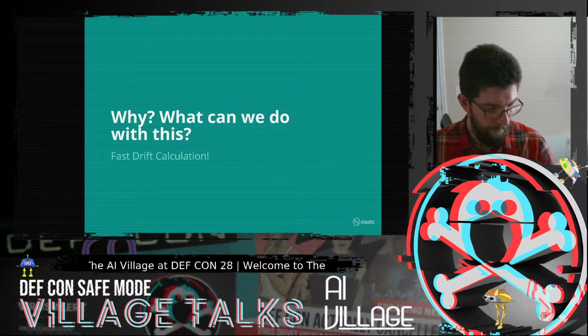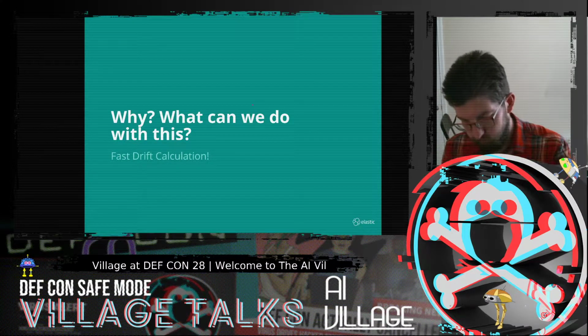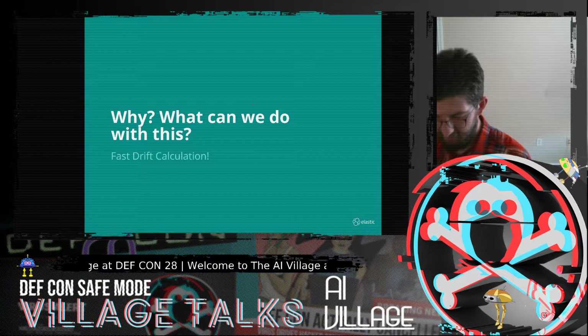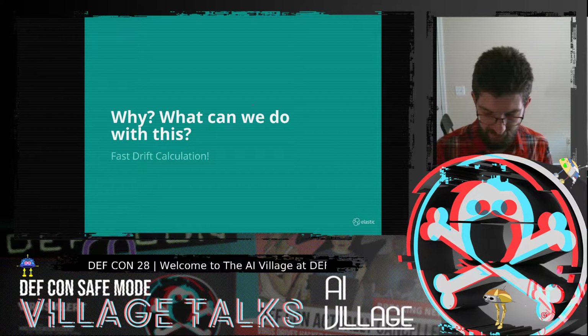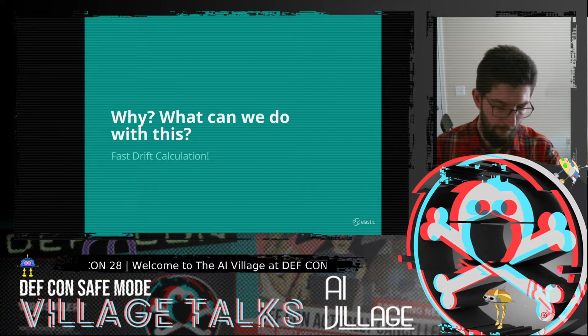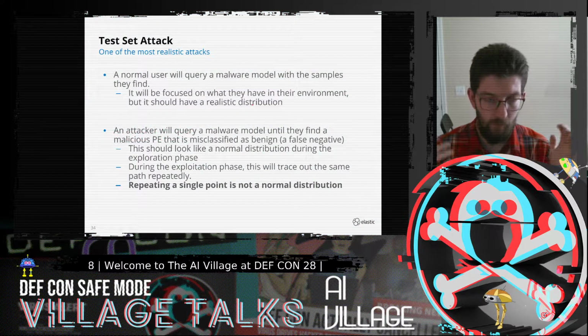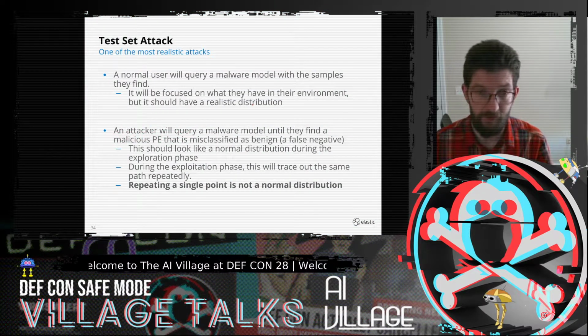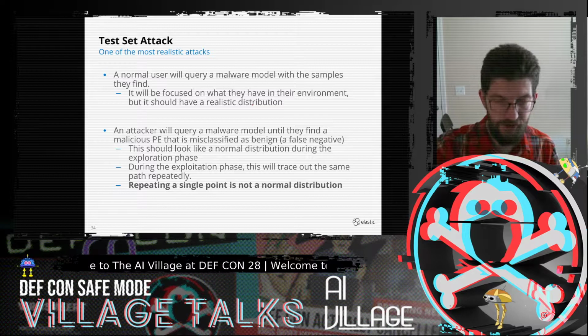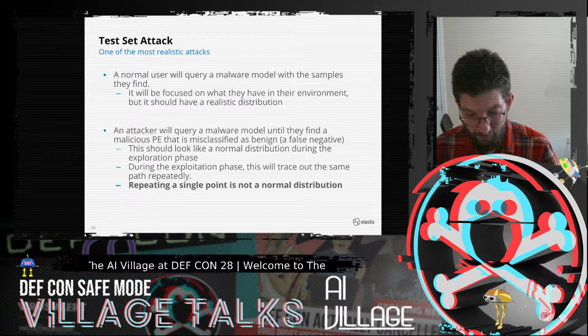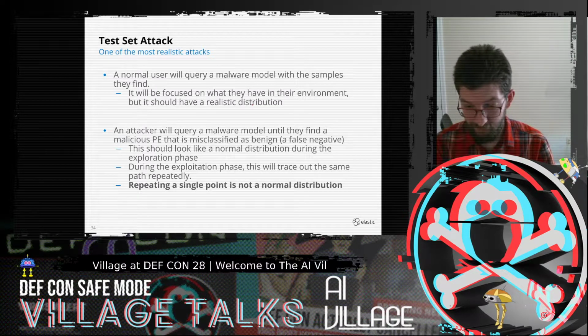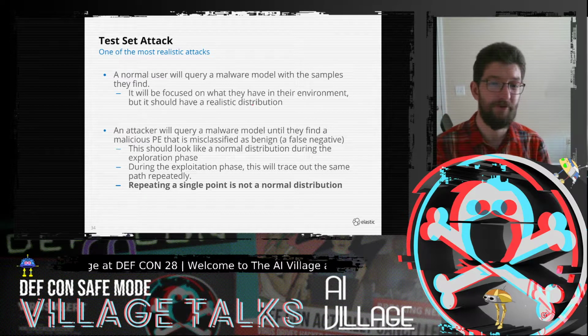So we've shown that this thing can calculate drift, but why is this so cool? It's because we can use it now to defend our models too. It's so fast that as a user is querying me, I can pump it through this thing and calculate the KL divergence for that particular user's test set.